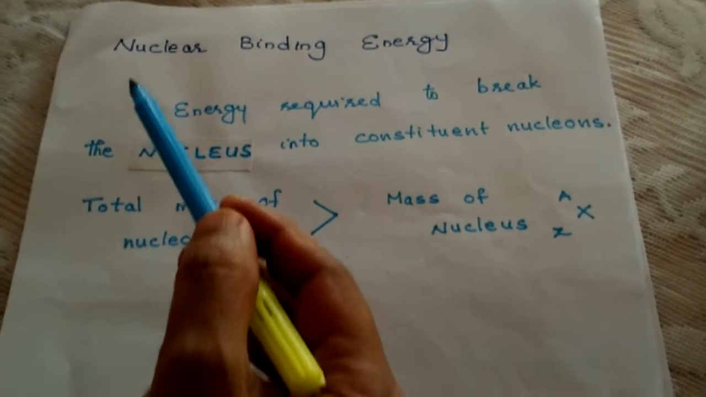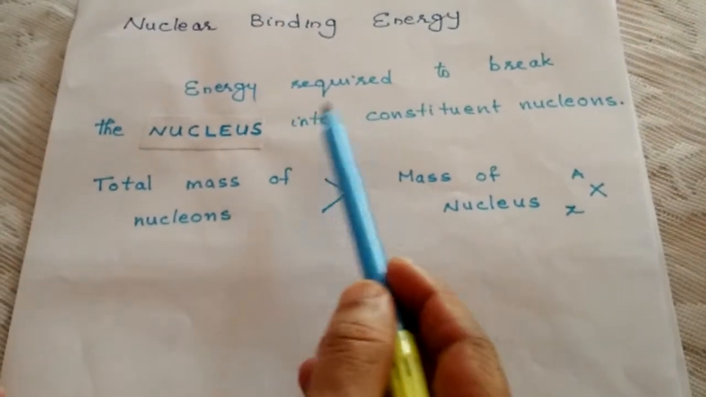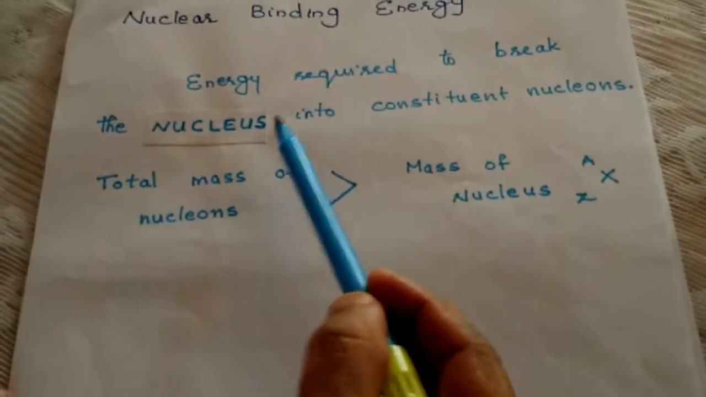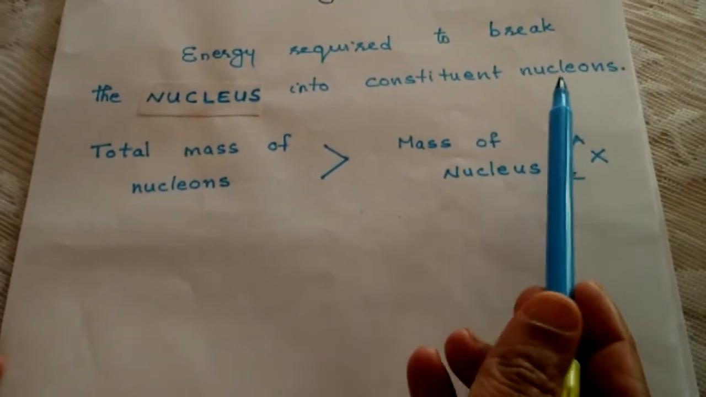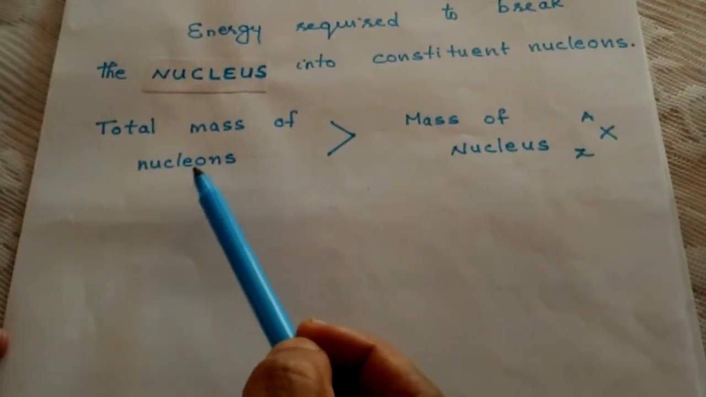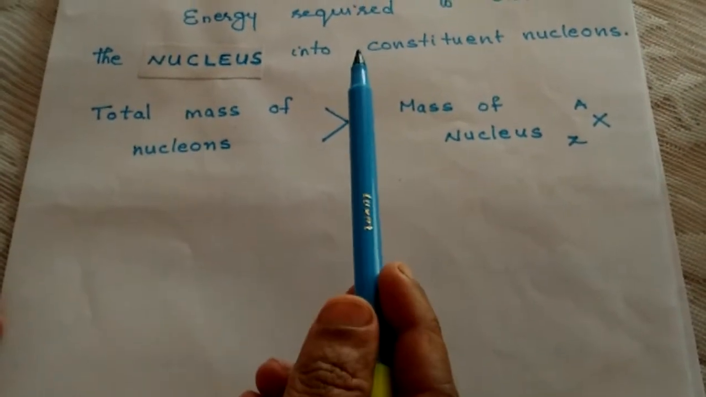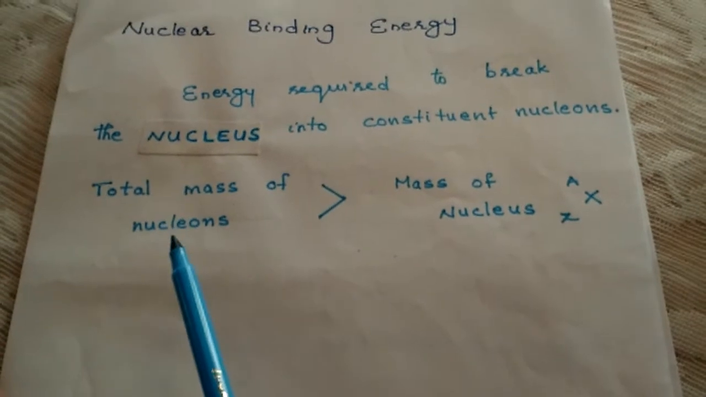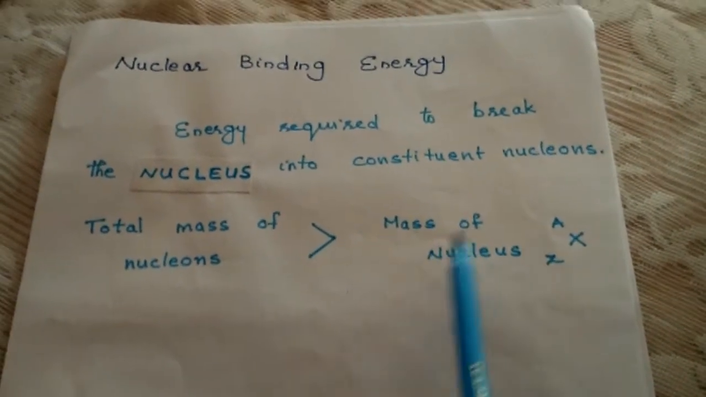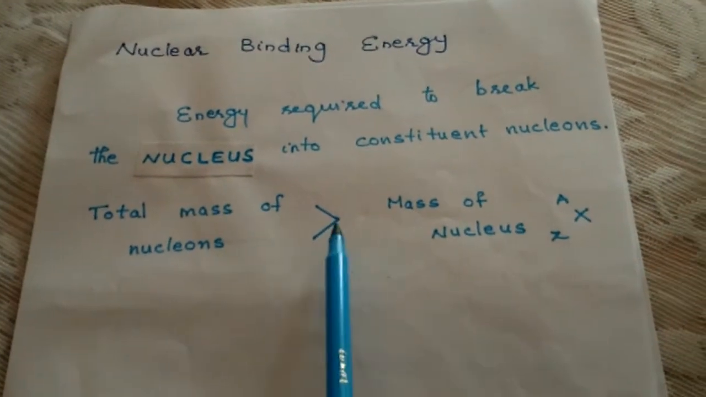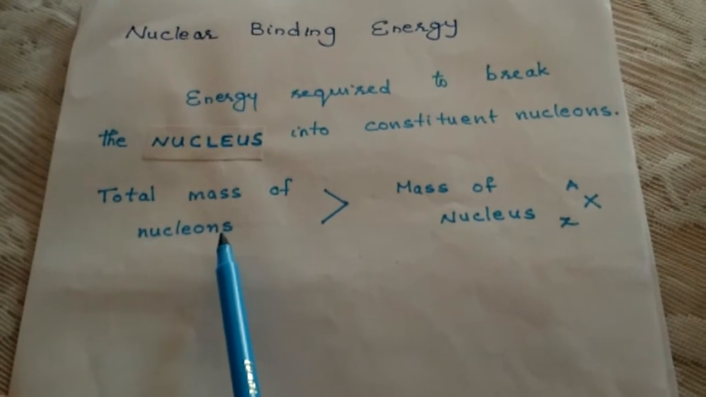In this class, let us learn nuclear binding energy. It is the energy required to break the nucleus into its constituent nucleons. We learned that a nucleus is made up of nucleons. So total mass of the nucleus should be equal to mass of the nucleons. But it is found that the mass of the nucleus is less than the total mass of the nucleons.